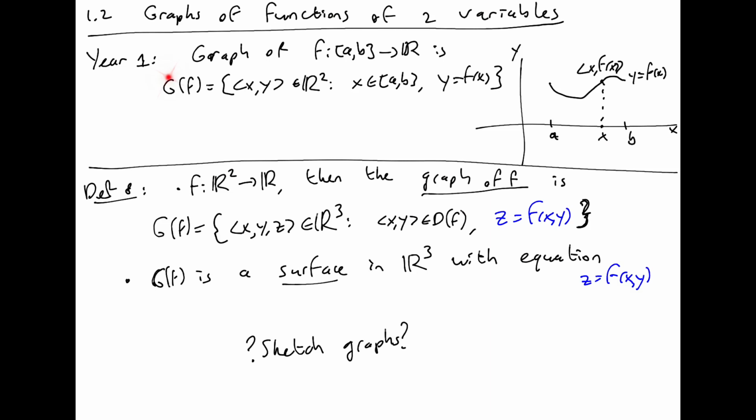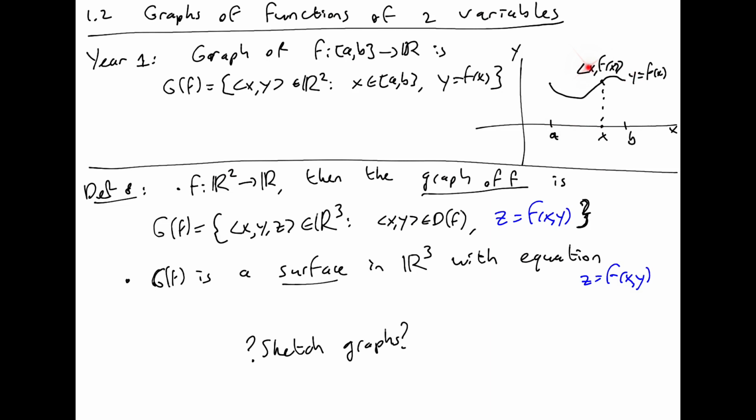In the first year, we looked at graphs of functions of a single variable. Let's say the function is defined on a closed interval like this. Then we know the graph is defined as follows. So we're looking at all vectors (x, y) in R2, such that x is now in the domain, and y is equal to f of x. Yes, that's how the graph of a function of a single variable is defined.